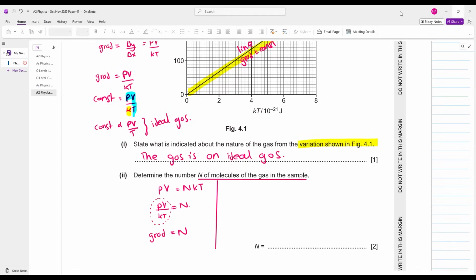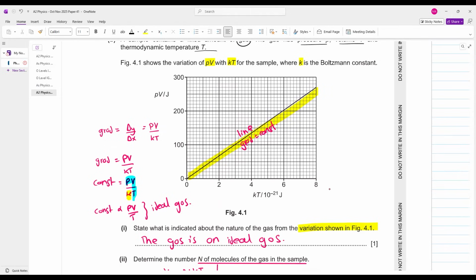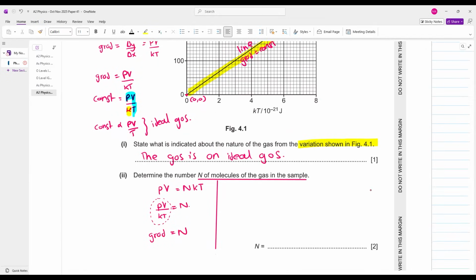So, sir, how can we calculate the gradient of the graph? Very easy. Take one point as 0, comma 0 and the other point as 8, comma 270. Obviously, you can calculate the gradient directly using the second point as well because the line is passing through the origin. But I like to simplify things as much as possible. 0, comma 0, 8, comma 270. Can you realize this is x1, this is y1, this is x2, this is y2. Can you calculate the gradient?